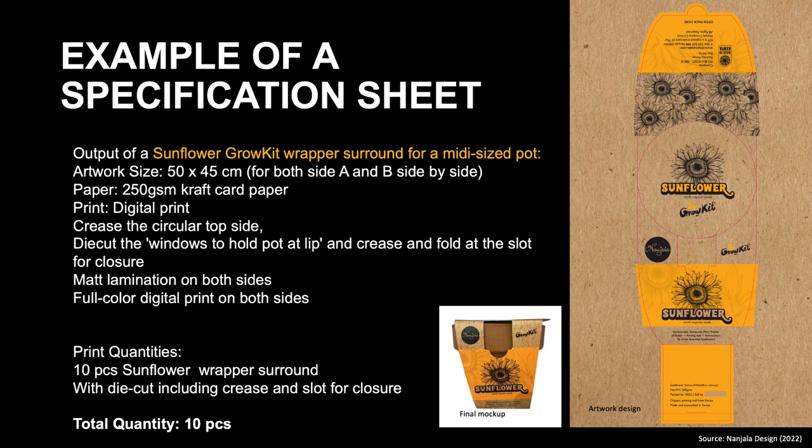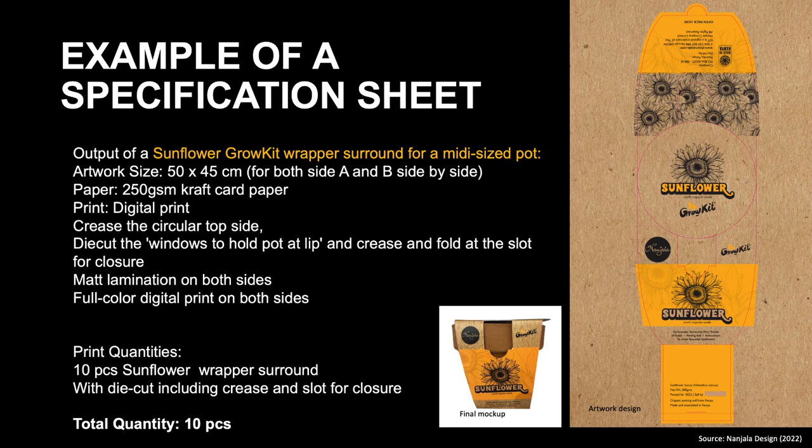Now, the title of this artwork on my right is called A Sunflower Grow Kit, Wrapper Surround for a Midi-sized Pot. The client is called Shop Nanjala. You've seen the identity right there, just on the artwork. If you look at that black circular blob right in the middle of that artwork, to the slight left, the item is called a grow kit. So what we're looking at is really a wrapper surround, and it's part of a packaging. It's basically a packaging wrapper that will wrap around a pot, a terracotta pot.